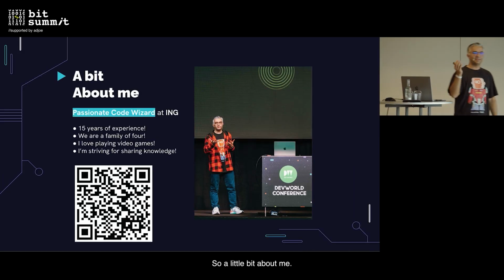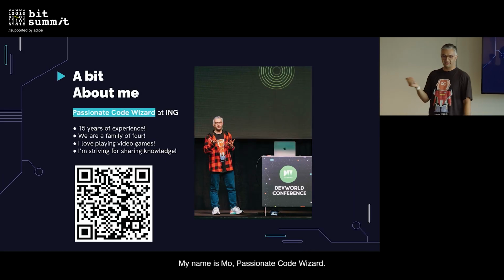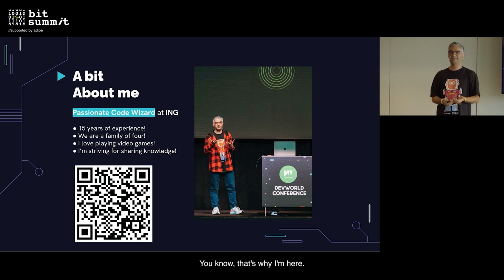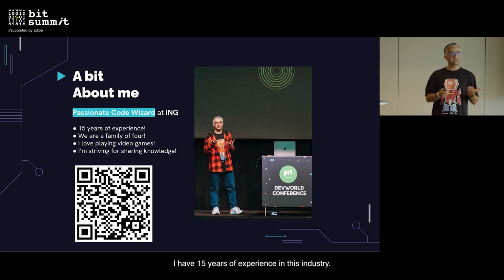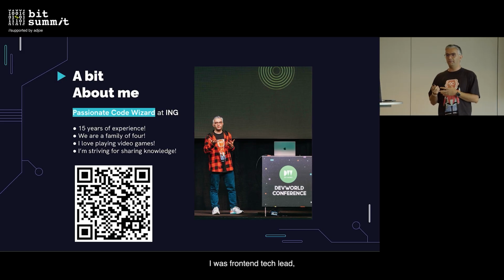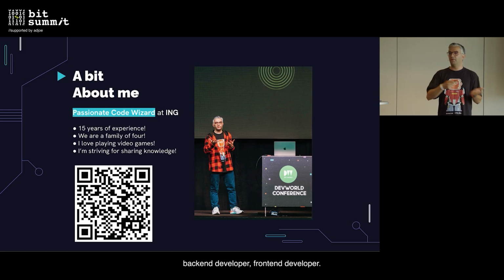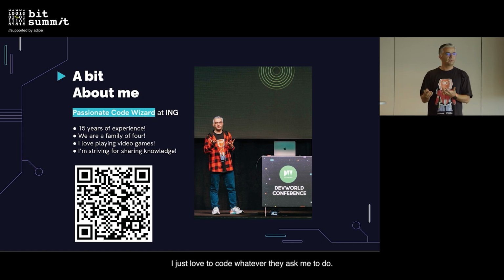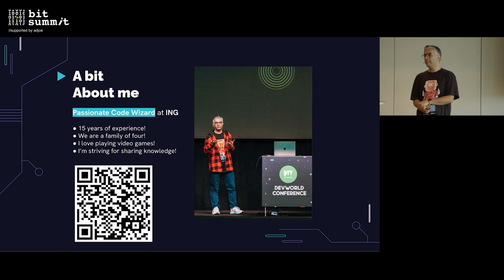So a little bit about me. My name is Mo, passionate code wizard. I don't like these names, titles, but I like code, that's why I'm here. I have 15 years of experience in this industry. I was front-end tech lead, back-end developer, front-end developer, these days AI engineer. I don't mind. I just love to code whatever they ask me to do.